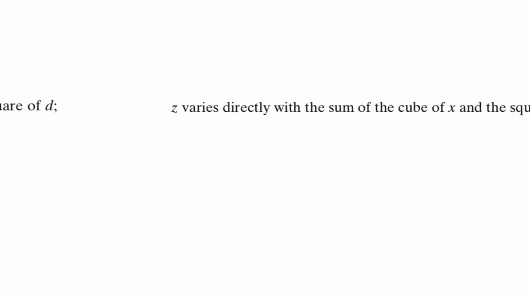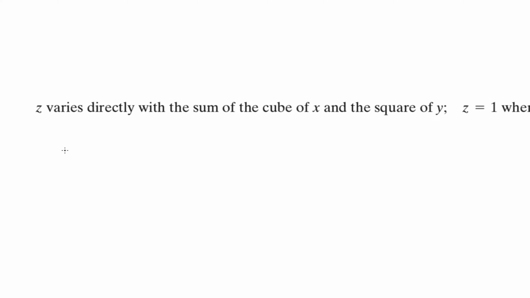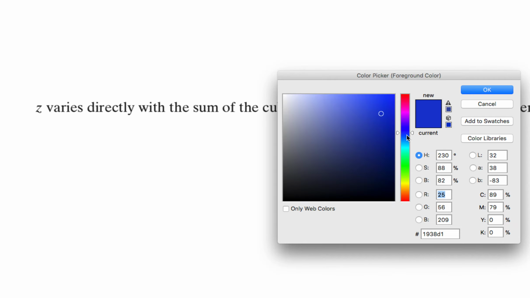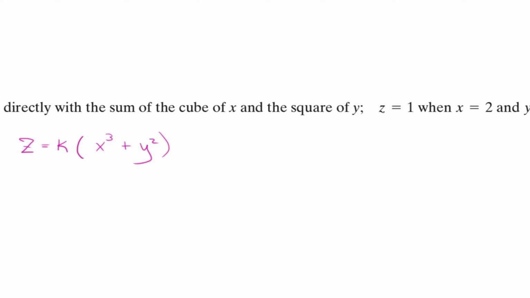Now for the last example, it's a little long. It says z varies directly with the sum of the cube of x and the square of y. That one means that z equals k times the sum of the cube of x, so x to the power of 3, plus the square of y, which is y squared. Okay, and then the second piece of information is what gives us k.